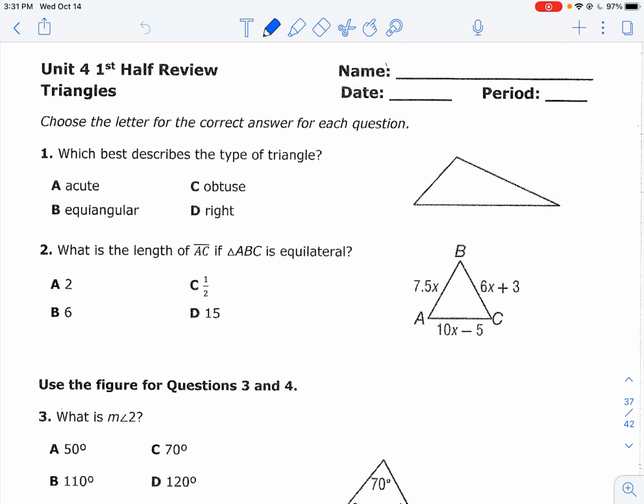In this video, we're going to work through the first half of Unit 4 review. Question number 1, which best describes the type of triangle?